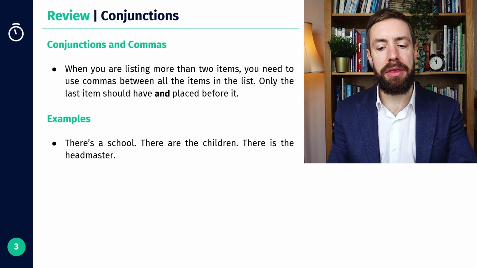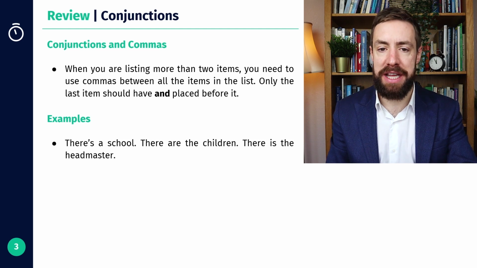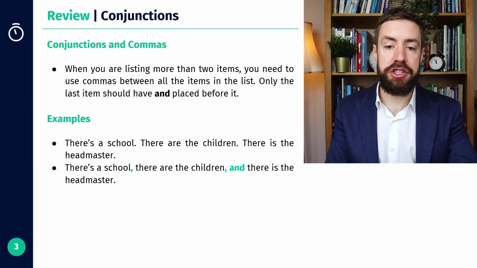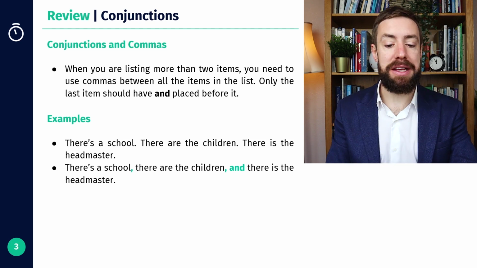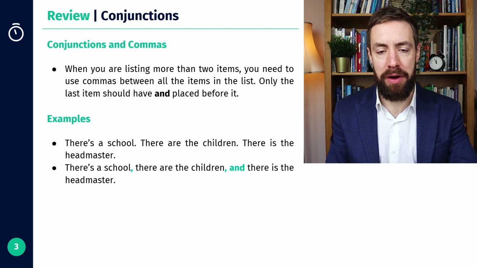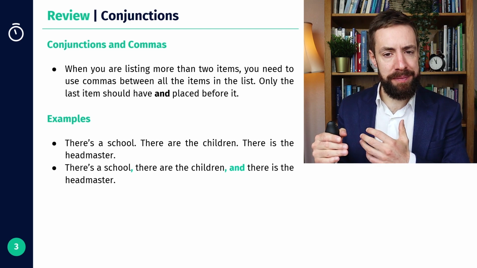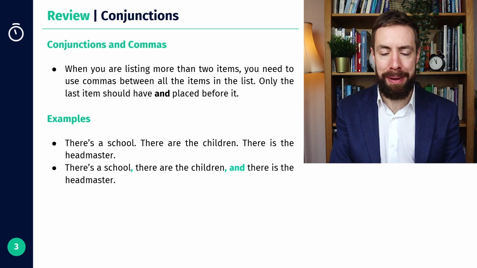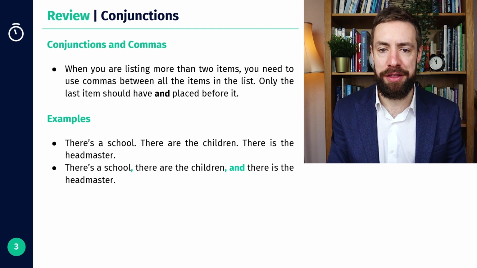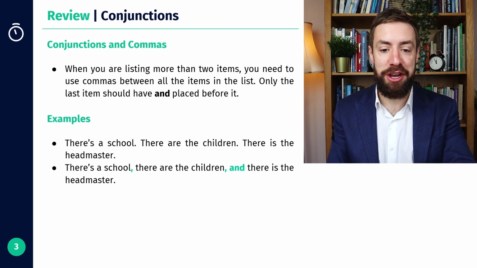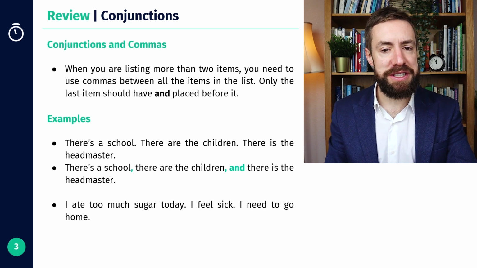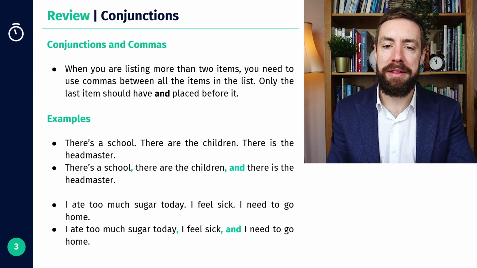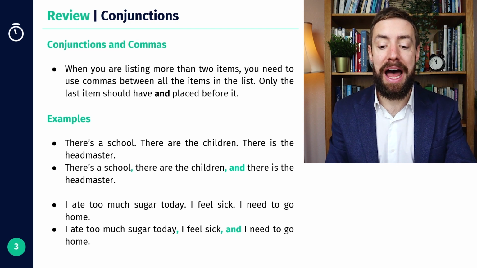So, example, there's a school, there are the children, there is the headmaster. There's a school, comma, there are the children, comma, and there is the headmaster. All right? And this is called a list of 3. And it's a very useful way of writing. It's quite effective and powerful if you make lists of 3. They say that 3 is the magic number. I ate too much sugar today. I feel sick. I need to go home. I ate too much sugar today, comma, I feel sick, comma, and I need to go home.